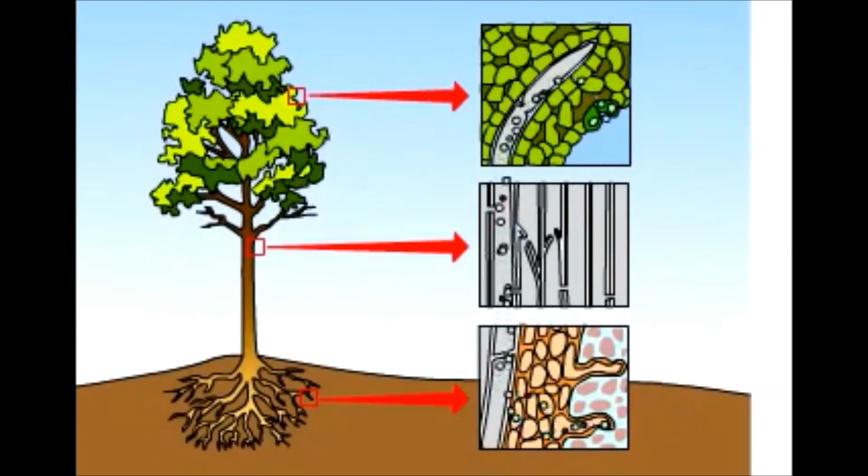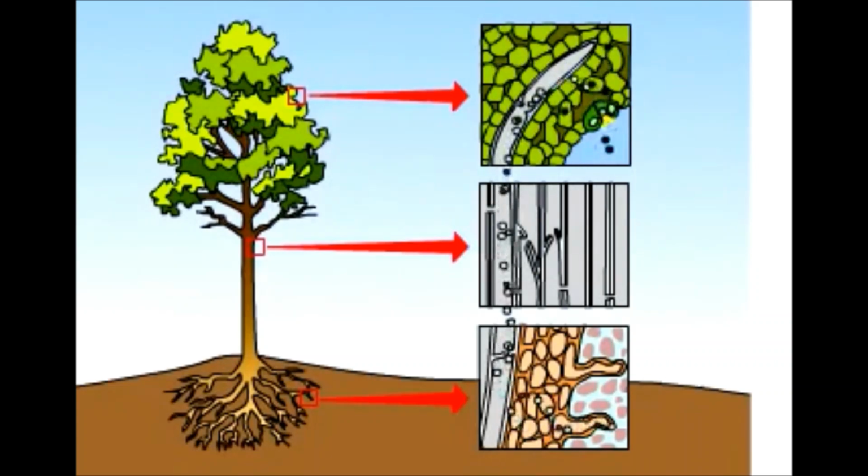An opening in a leaf is called a stoma. Stomata are generally open during the day to allow carbon dioxide into the leaf, where it is used in photosynthesis. While the stomata are open, water moves out of the leaf by transpiration.